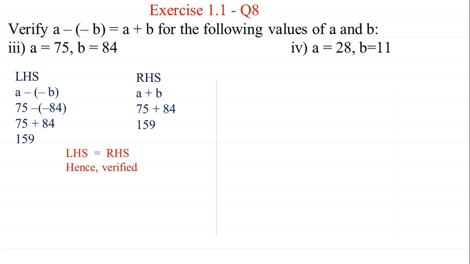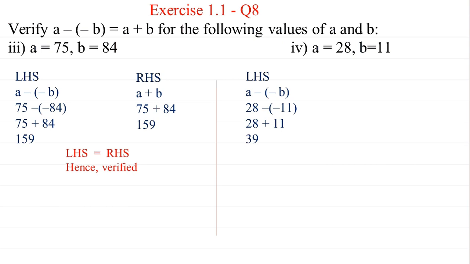Now the last part, this fourth part. On the left hand side, again the expression is a minus of minus b. We'll substitute the values. A would be 28, b would be 11. So it would be 28 minus of minus 11. Minus into minus would be plus. Now when you add them, you'll get the answer 39.